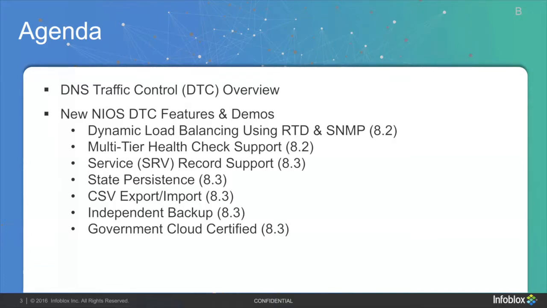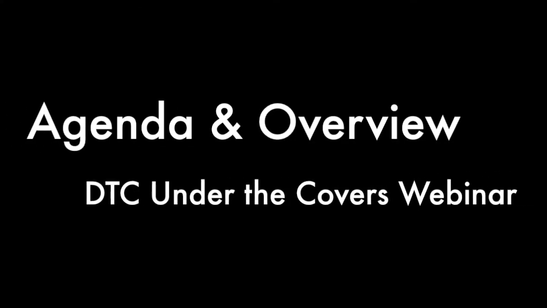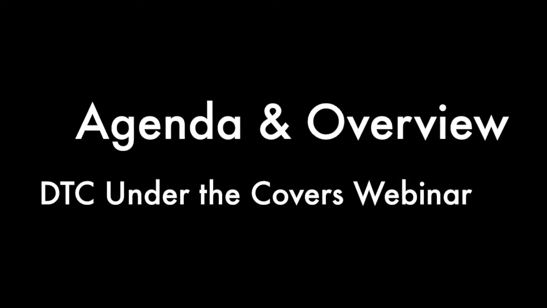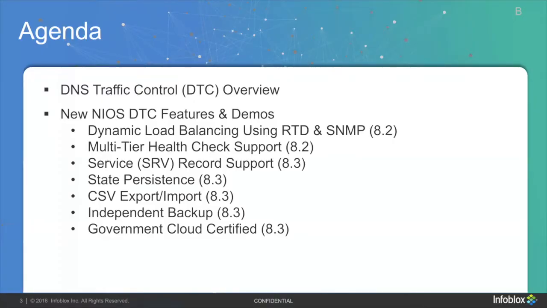So let's take a look at today's agenda. We're going to give you a quick overview of DTC, and then we're going to jump into the details around the new features and demos. So dynamic load balancing with RTD and SNMP, the multi-tier health check support feature. Those are both in 8.2, but since you haven't seen them yet, we wanted to bring those forward today. And then the service record support, state persistence, CSV, which I know is important to several customers, and then the independent backup. We'll also be talking about our government cloud certification, and then we'll wrap up with some Q&A.